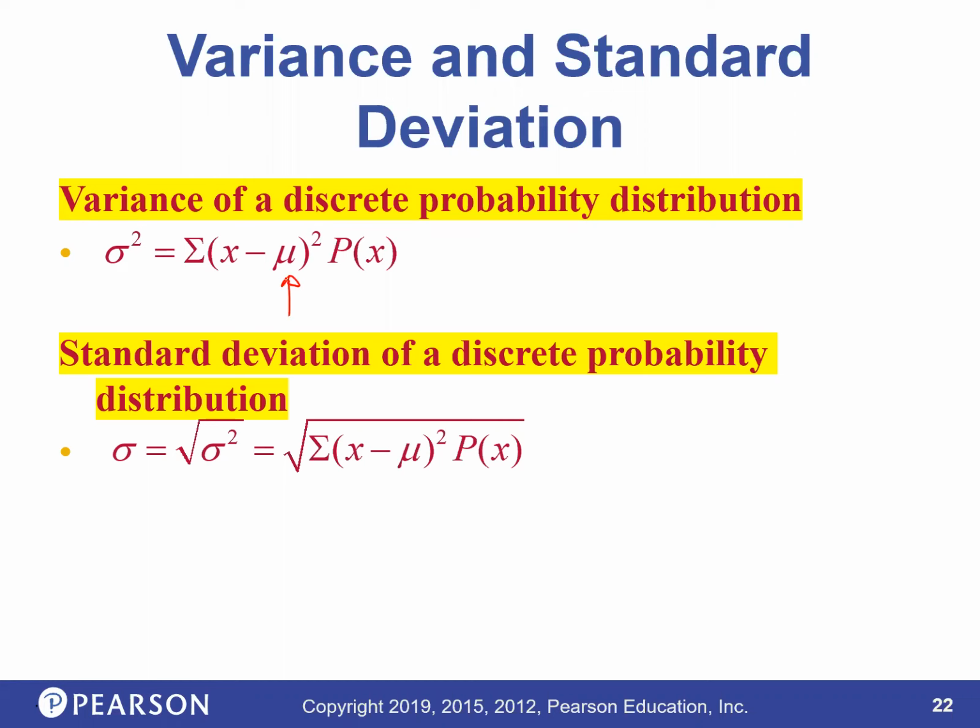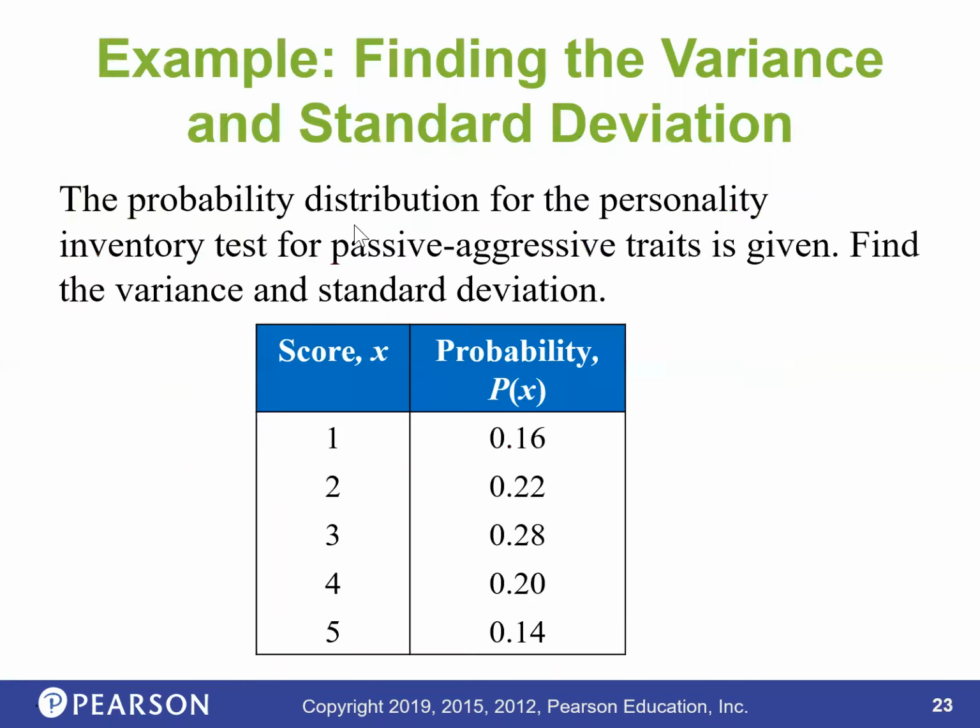And just like chapter 2, remember how we built the x minus mu column? Then we built the x minus mu squared column. And so we're going to build some columns here. Good. So let's go with it here. So we start off like this.